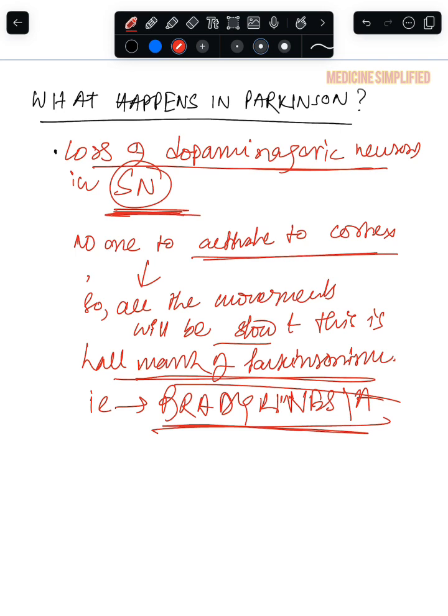Okay, so I am ending the discussion here. Further discussion of Parkinson's disease, typical, atypical, and classical features, will be done in the next videos.